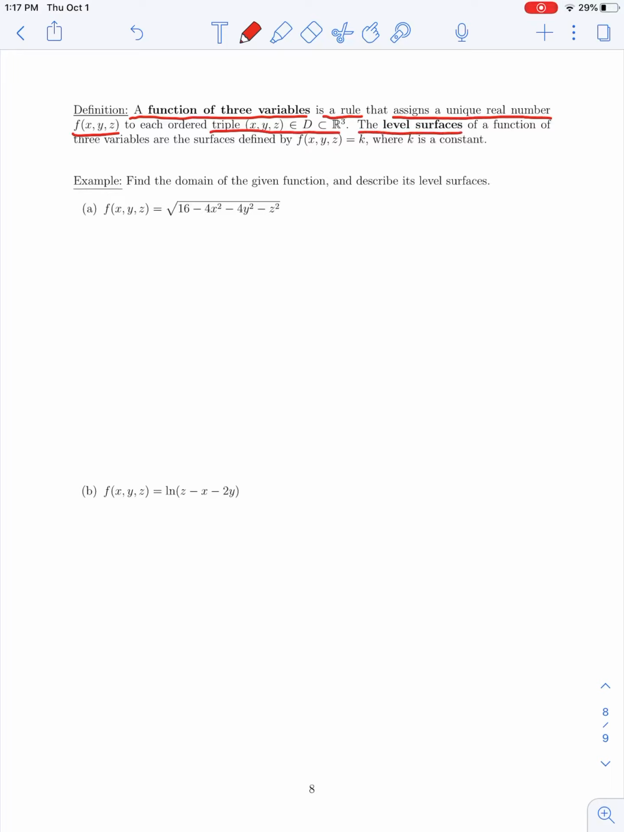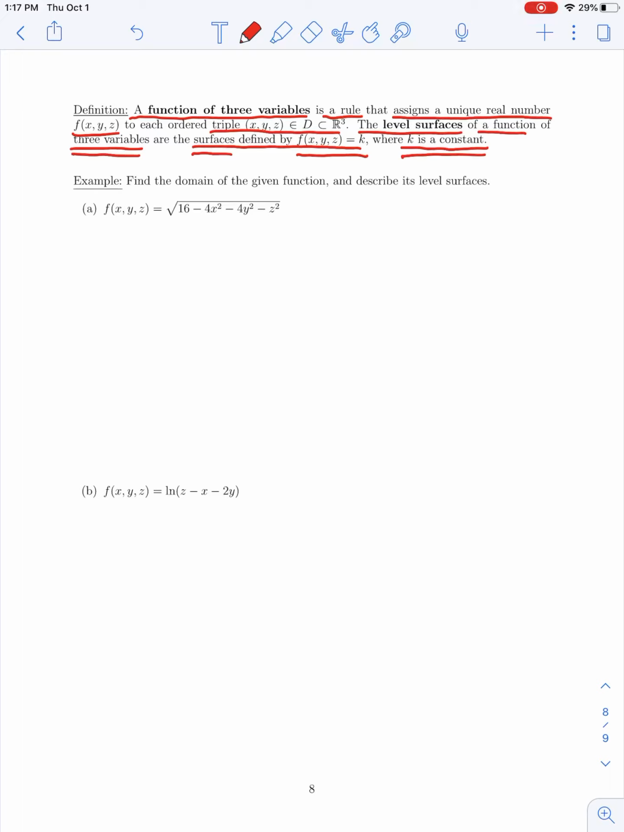And the level surfaces of a function of 3 variables are these surfaces defined by f of x, y, z equals k, where k is some constant. So just like we had defined level curves of a function of 2 variables as the curves defined by setting our function equal to some constant, we can define level surfaces of a function of 3 variables as the surfaces in space defined by setting our function equal to some constant.